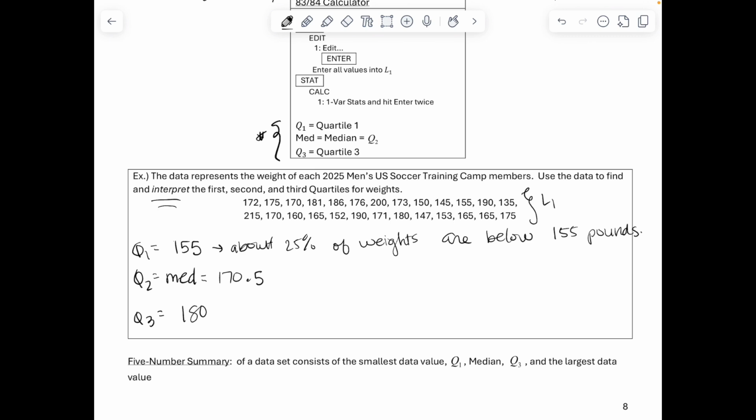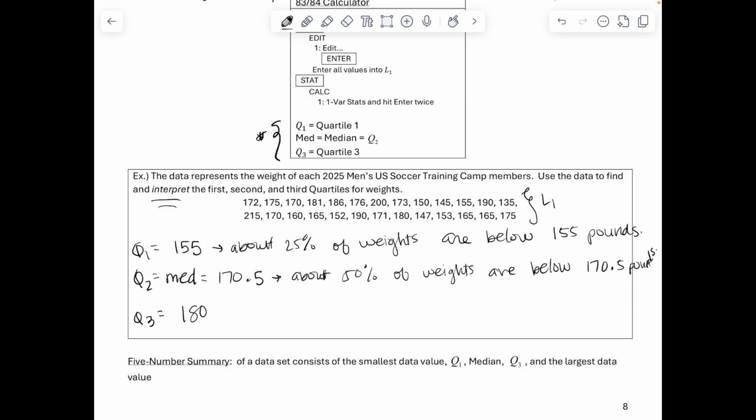Q2, or our median, is 170.5. And so this is going to be about 50% of weights are below 170.5 pounds.